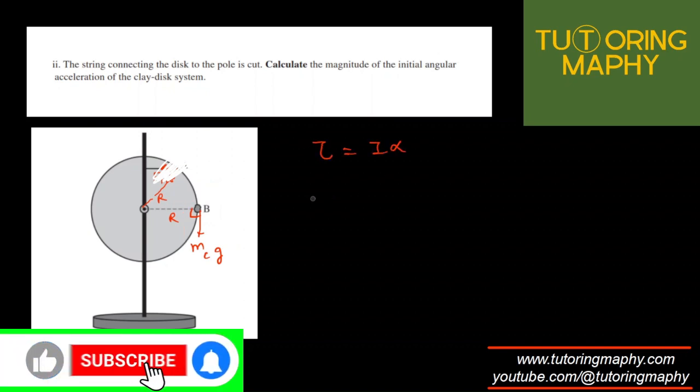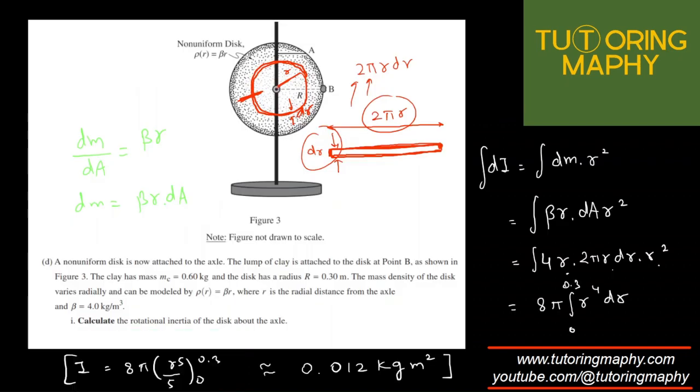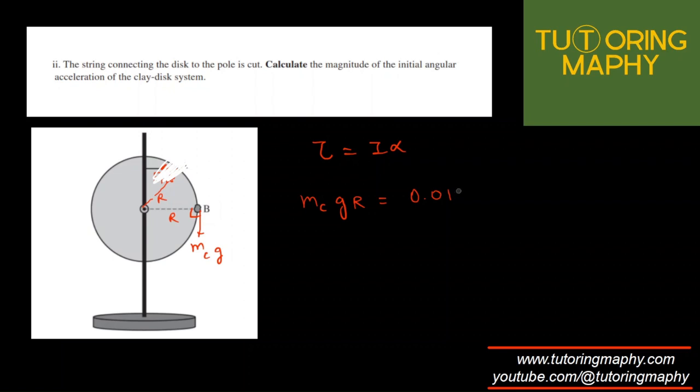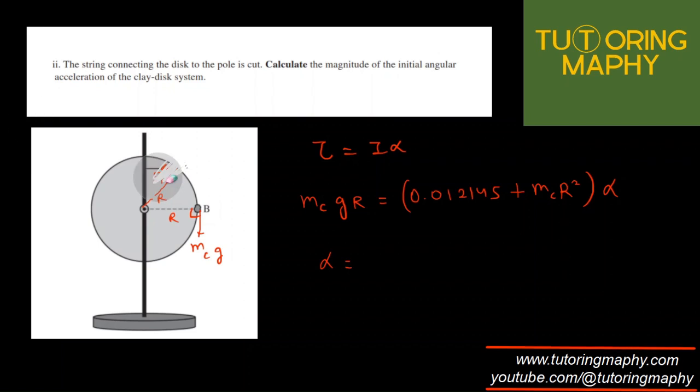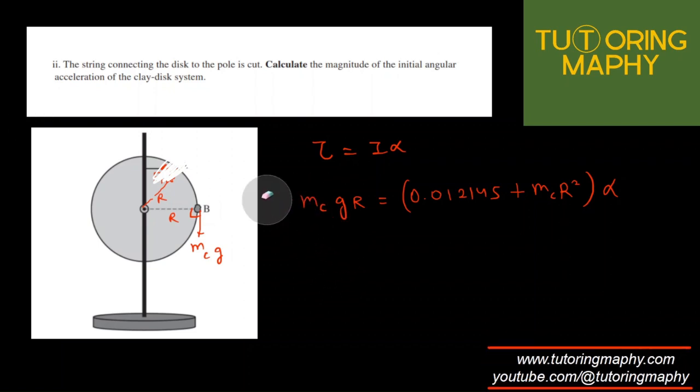So I'm going to say that torque is equal to I alpha, and torque is mcgR. We already calculated, because the angle is 90, I, which is 0.012, in fact this is an intermediate decimal, so I'm going to take 0.012245, a little bit more precise, times alpha. So alpha is going to be just mcgR over that thing. But here we are missing one important thing. This is not correct because the moment of inertia is of the entire system, right? Remember, the clay is still a part of it, and they are asking for the angular acceleration of the entire system. So we missed taking the clay into consideration, and the moment of inertia of the clay is just mc times capital R square.